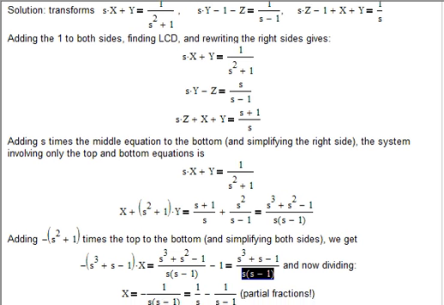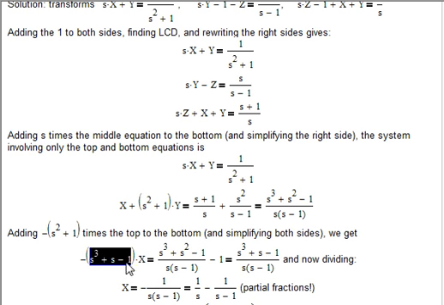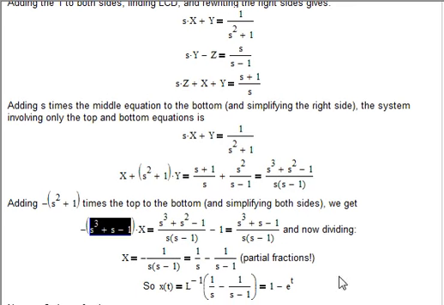So now when we divide both sides by negative s cubed plus s minus 1, we do wind up with x equals negative 1 over s times s minus 1.